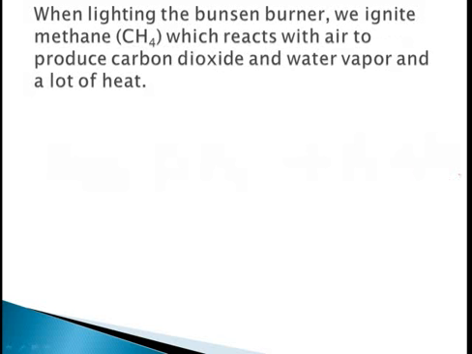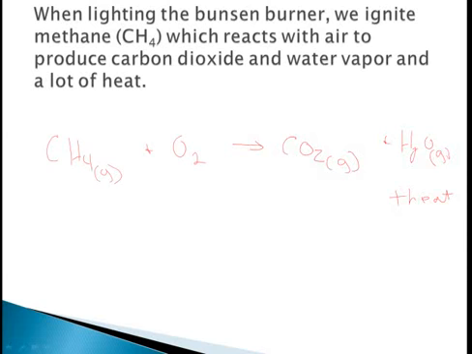Okay, when lighting the Bunsen burner, we ignite methane, which reacts with air to produce carbon dioxide and water vapor and a lot of heat. So we've got methane. Now we know methane is a gas, right? It's a gas that comes out of that jet. It reacts with air, that's oxygen, and it produces carbon dioxide, which is a gas. We know it's a gas, and water vapor. The fact that we call it a vapor tells us it's in the gaseous form. Now it says it also produces a lot of heat, and we can say plus heat, although heat is really not a physical product.